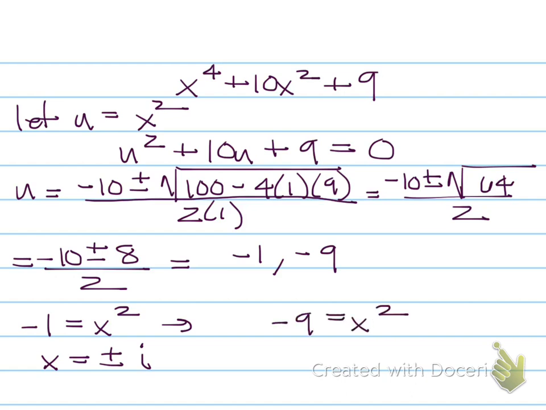And when we set -9 equal to x squared, we get x equals plus and minus 3i, since the square root of -9 is 3i.